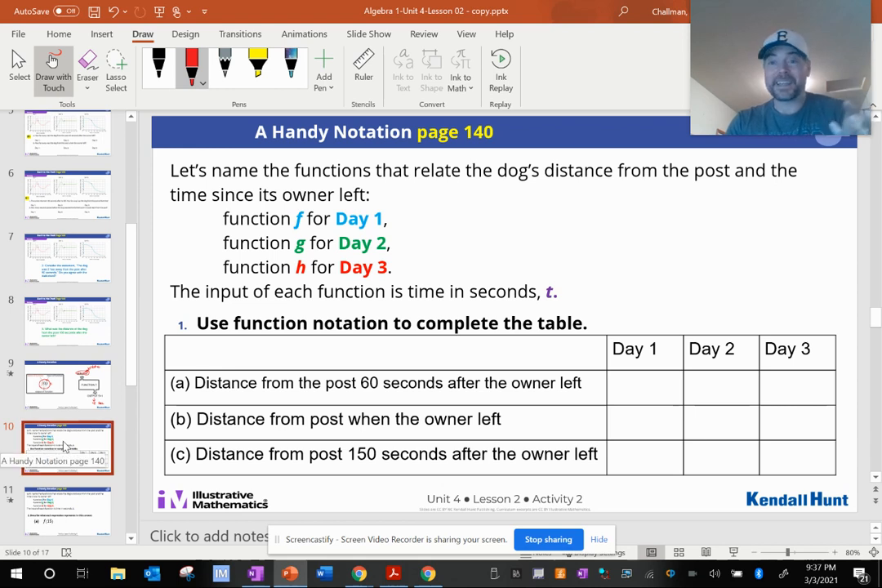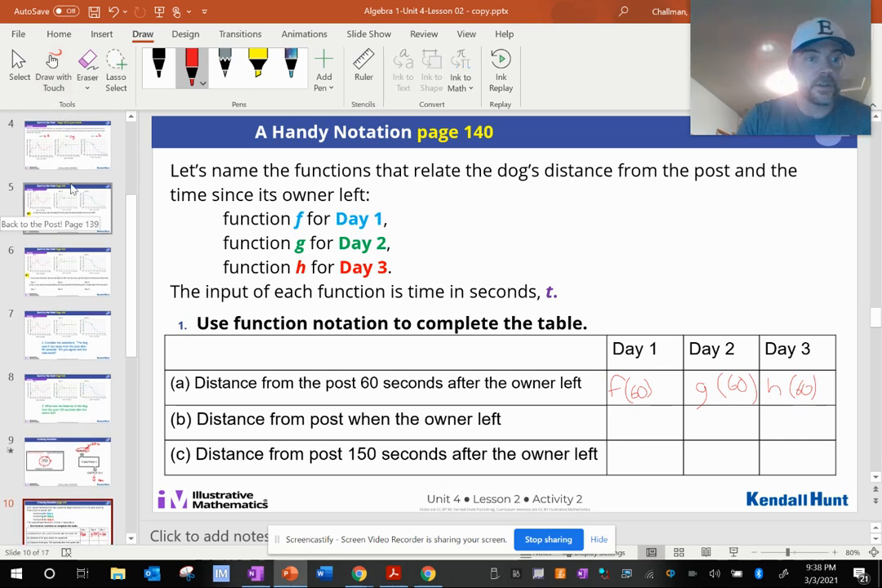Now, let's practice writing in function notation. This basically says the distance from the post 60 seconds after the owner left. If I'm going to see what that distance is on each different day, I can say f of 60, which means after 60 seconds on the first day, the dog was a certain distance away. Since the second graph is function g, or day 2, we're going to go g of 60. And day 3 was function h, so we're going to call that h of 60. And these all equal a certain distance.